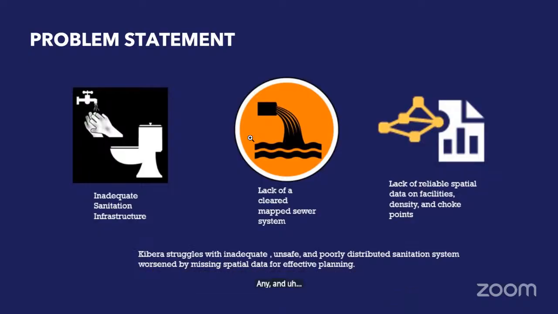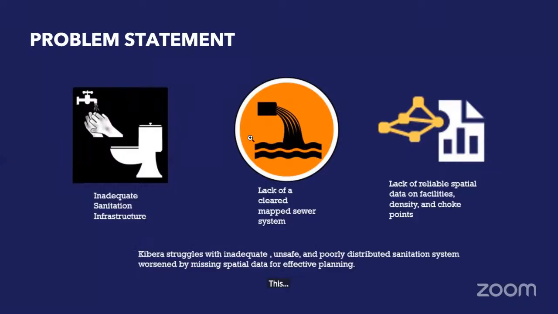Finally, there is no reliable spatial data to guide planning, meaning city authorities, NGOs, and community groups are often working blind. This leaves residents facing daily health risk from an inadequate and unsafe sanitation system.